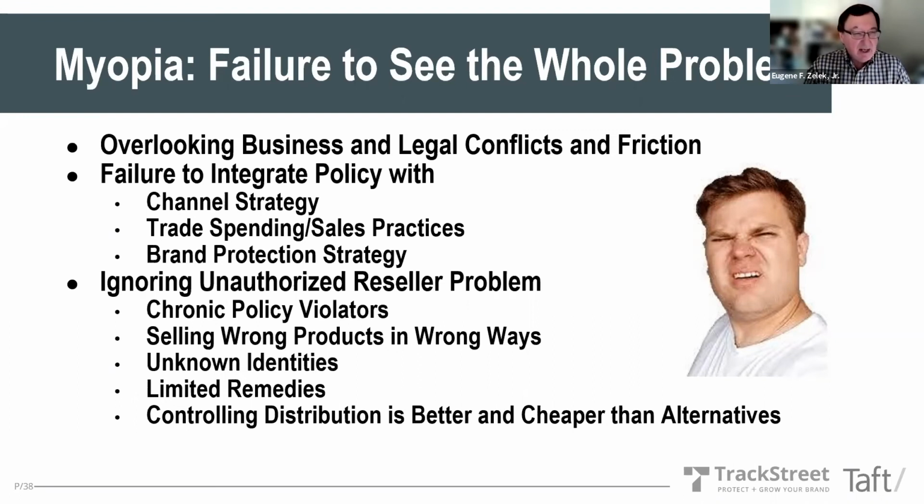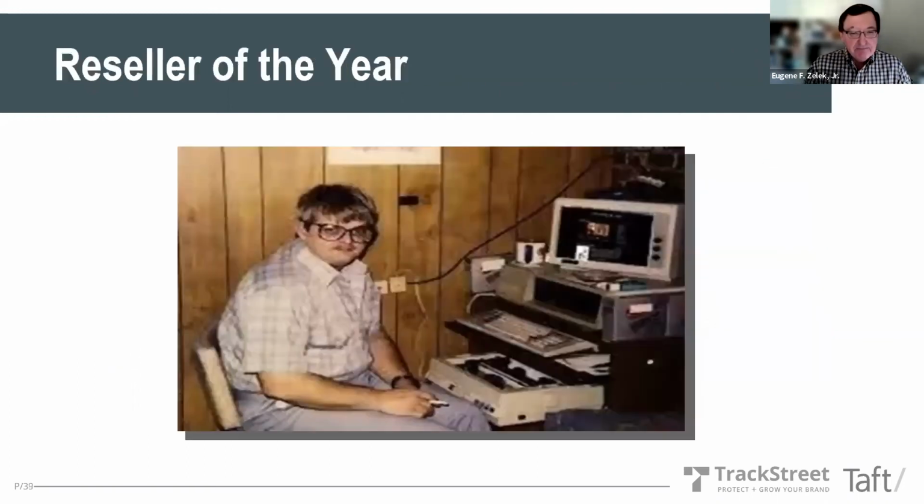Unauthorized resellers tend to be the chronic policy violators. They tend to sell the wrong products in the wrong ways. You don't know who they are in all cases, and there are limited remedies in terms of what you can do. The far better way to deal with unauthorized resellers is to stop them at the source, and that is controlling distribution, keeping products out of their hands rather than trying to solve the problem after the fact. If you're not careful about what you do in this area, this guy winds up becoming your reseller of the year.